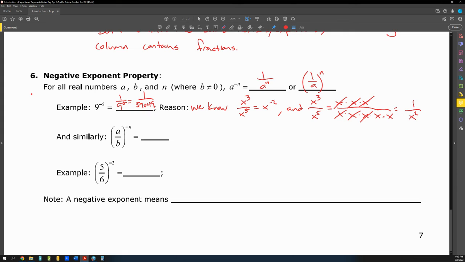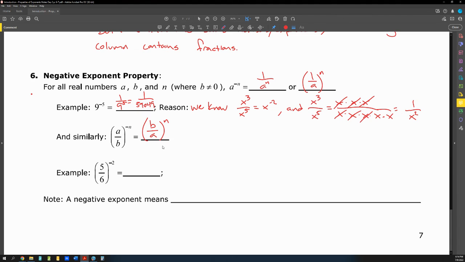Let's consider a over b, all raised to the negative n. This is equal to the quantity b over a raised to the positive n. And so this is why b cannot be equal to 0 in the definition. Because if b is equal to 0, that would cause this denominator to be equal to 0, causing this quantity to be undefined. So b cannot be equal to 0.